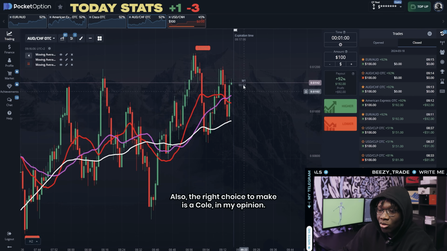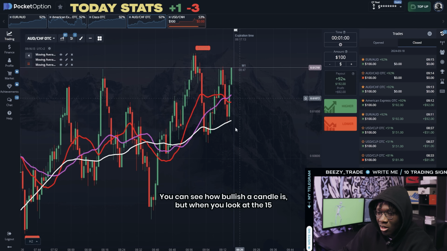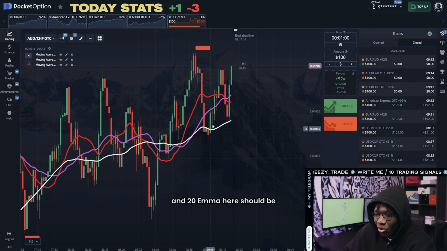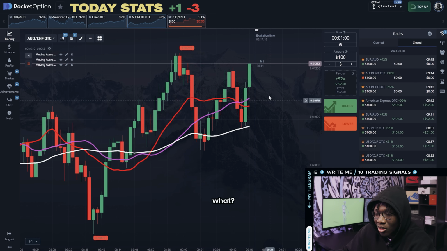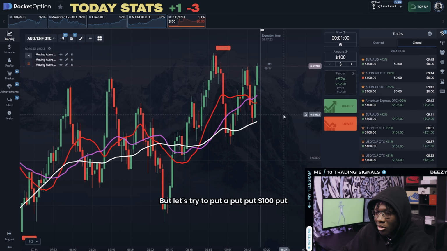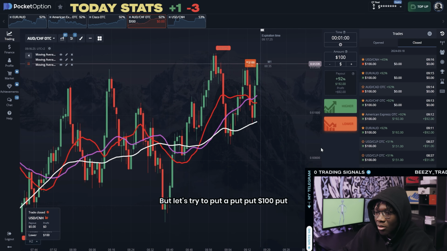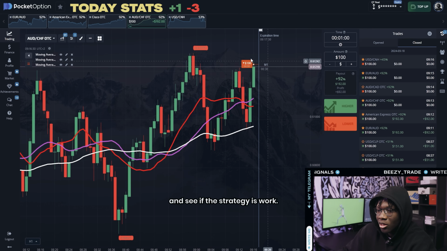Here also, the right choice to make is a call, in my opinion. You can see how bullish the candle is. But when you look at the 15 and 20 EMA, what should be here? Exactly. Here should be a put, according to them. But let's try to put a put. Put a $100 put and see if the strategy is working.